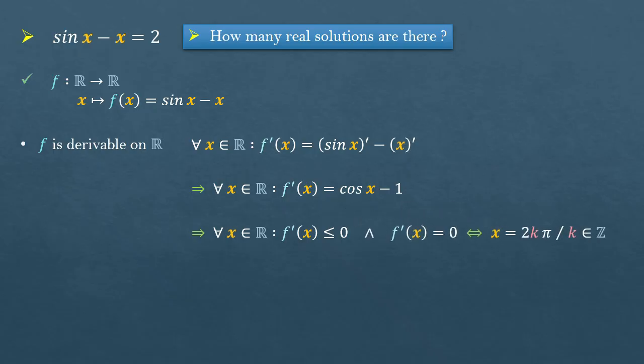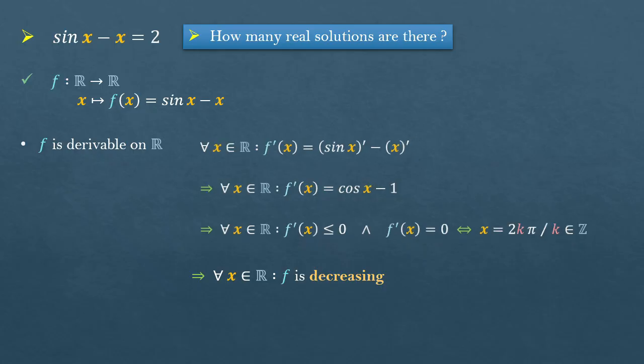Moreover, we have f prime of x equals 0 if and only if the variable x is equal to 2 times pi times k, such that k is an integer. As for these values of x, the cosine of x would be equal to 1, so f prime of x, which equals cosine x minus 1, will be equal to 1 minus 1, which equals 0. Therefore, we can assume that our function f is a decreasing function along the set of the real numbers R. And this means that there can be at most one solution to our equation, sin x minus x equals 2.